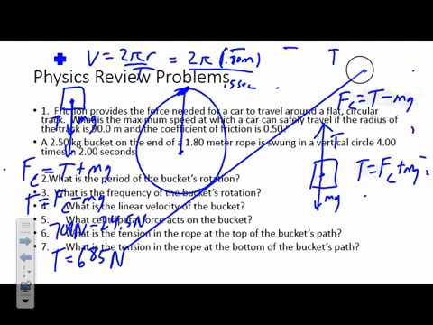Again, the centripetal force was 709, and the weight, 24.5. We add those up, 709 plus 24.5. We end up with a tension at the bottom of 734 newtons. That's that set.